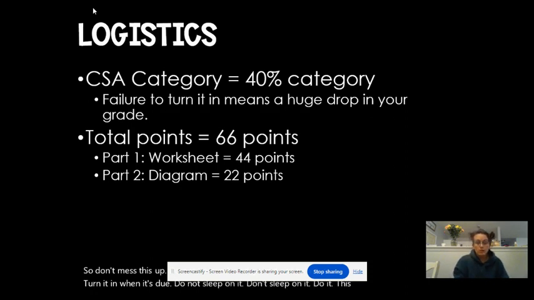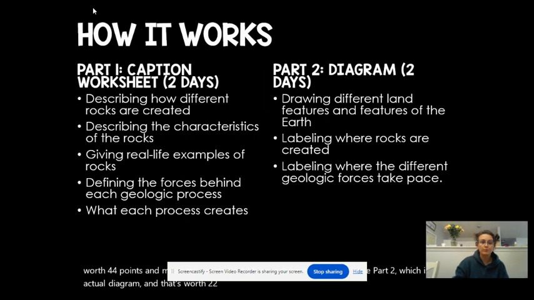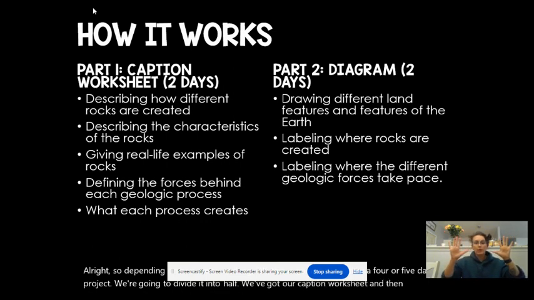This is 66 points, and we're going to divide this up into 2 parts. Part 1 is a worksheet, or 2 worksheets, and they're worth 44 points, meaning it's the meat of the project. And then we have part 2, which is the actual diagram, and that's worth 22 points. Depending on how we're working, this is going to be either a 4 or 5 day project. We're going to divide it into half. We've got our caption worksheet, and then we have our diagram.